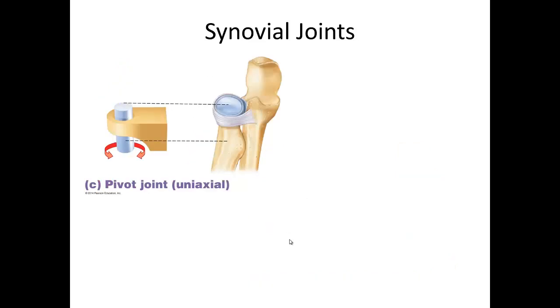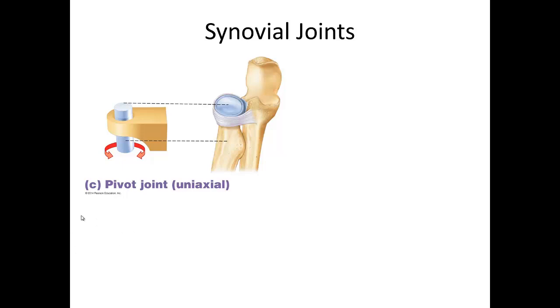A pivot joint affords motion in one plane as well. In this case, it's typically the transverse plane. So it allows for rotation about a fixed axis of rotation.